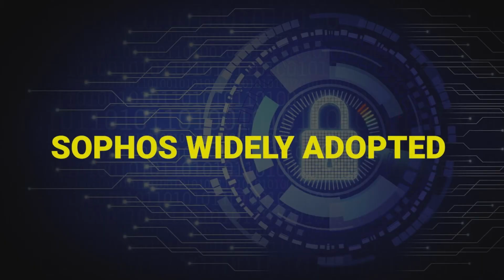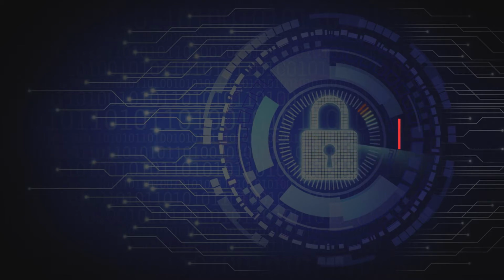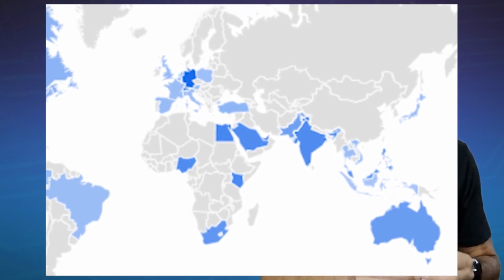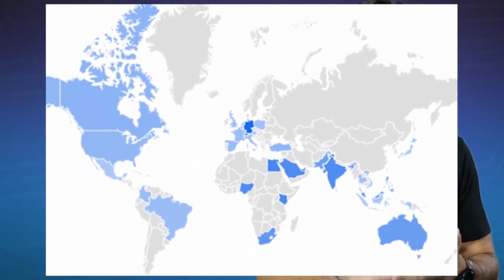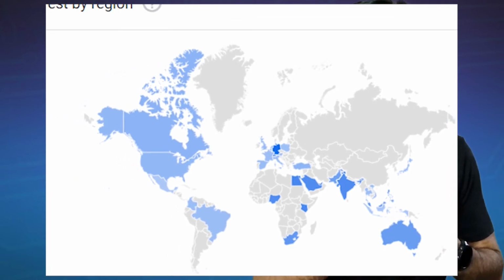Sophos is very popular around the world. It is being highly adopted, especially in UAE, Germany, Switzerland, Kenya, South Africa, Australia, Saudi Arabia, Pakistan, Japan, Nigeria, India, Malaysia, Indonesia, Thailand, United Kingdom, and many other countries.